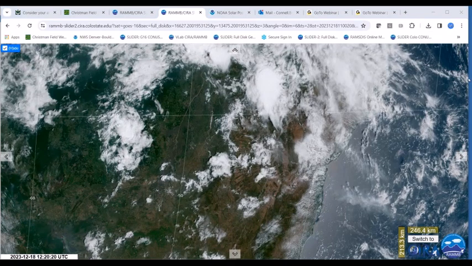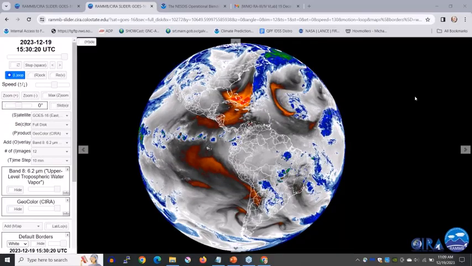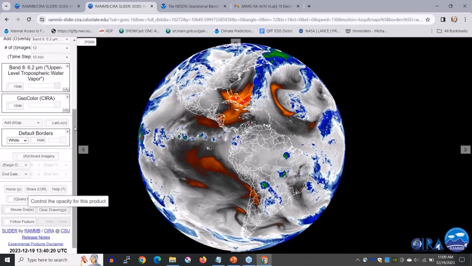Should I start with a quick weather briefing? Sure, that would be great. So let's start with the upper level so we can see some of the features that are occurring in the Americas at the moment.